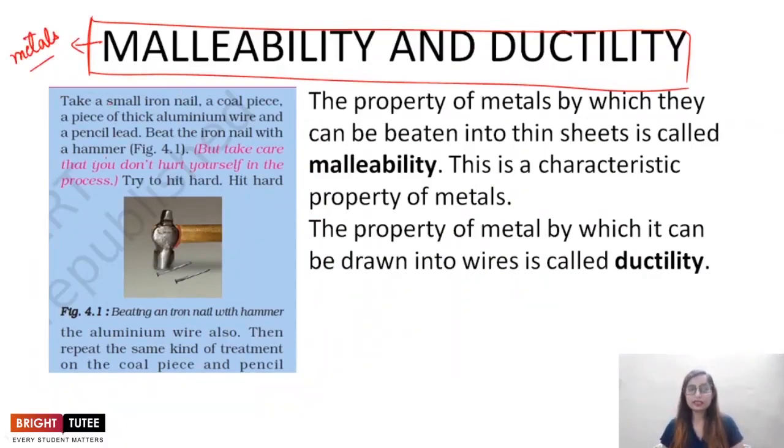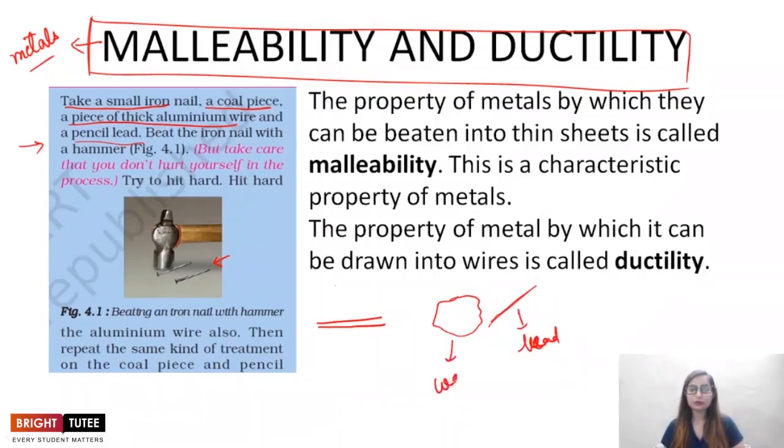So first of all, look at this activity that is in front of you. You have to take a small iron nail. As you can see in this picture, this is a small iron nail, a coal piece. And a piece of thick aluminium wire. You have to take three things: a small iron nail, then a piece of thick aluminium wire. Imagine this to be the thick aluminium wire, and then a piece of coal. And a pencil lead as well. This is the pencil lead. Imagine it is very thin.